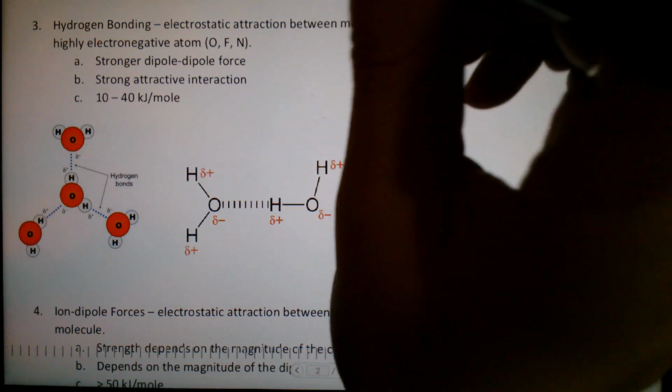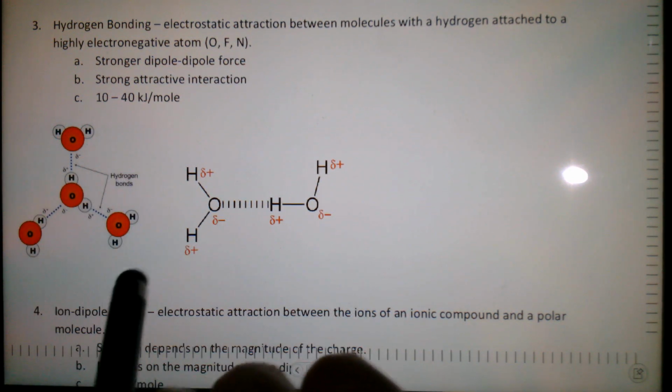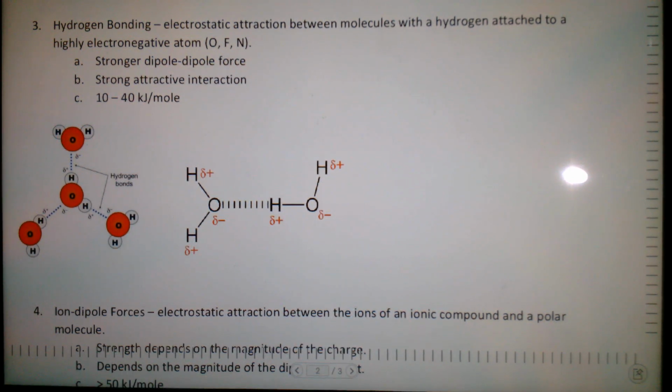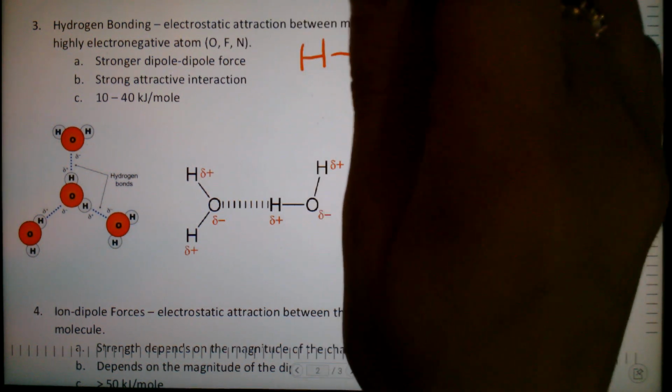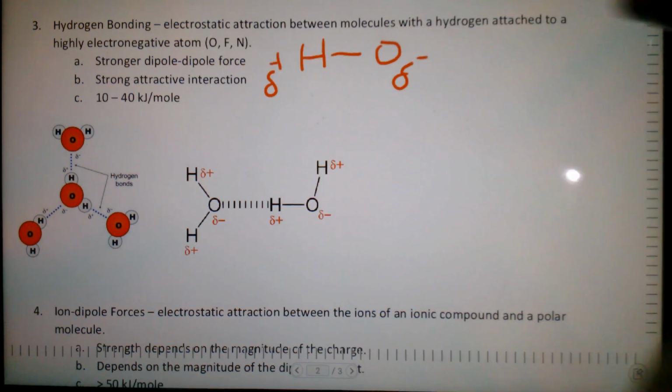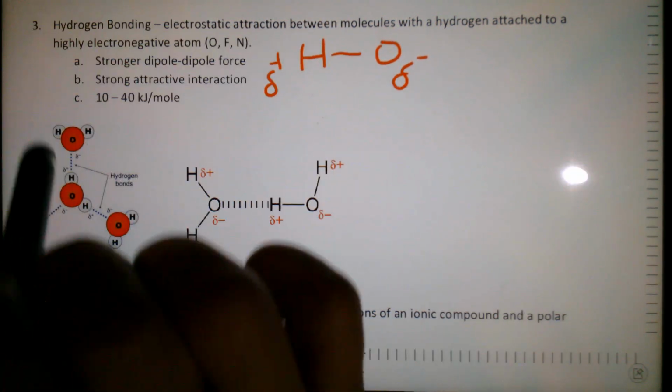When you get a hydrogen bond, hydrogen attached to one of those, hydrogen being one of the lesser ones in terms of electronegativity, you get a very large positive and negative charge. So again, you have something like an H-O. This delta positive and this delta negative are much, much larger than what we saw with a dipole-dipole.